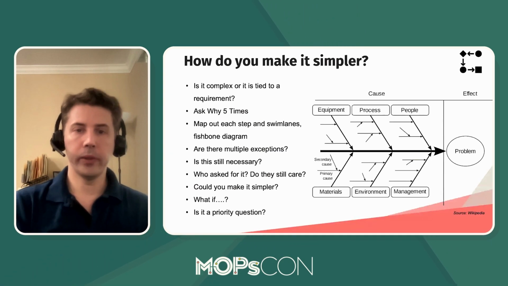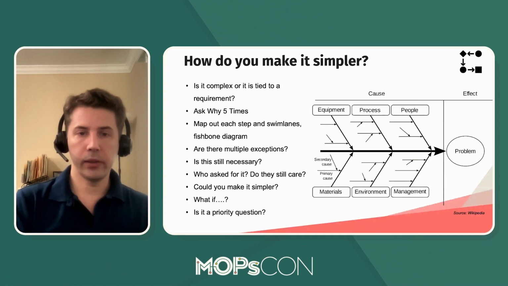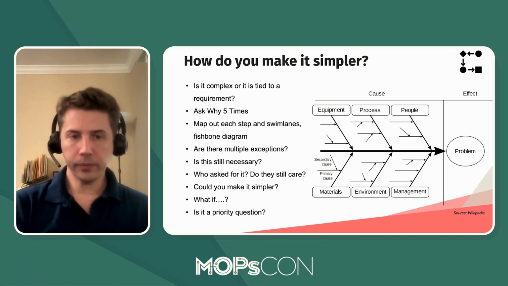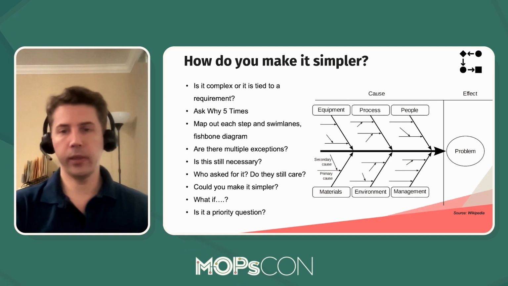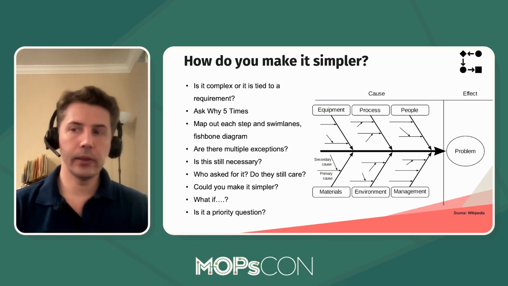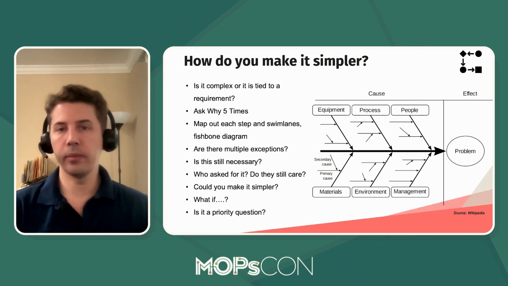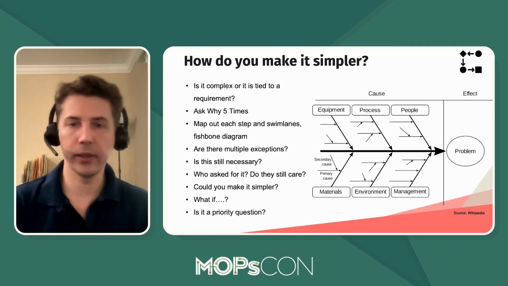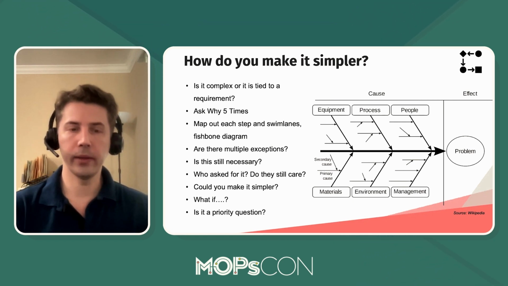So how do you make it simpler? Well, you can use some process tools, fishbone diagrams, ask why 5 times. Ask, why are there exceptions? Why are some teams getting special treatment? Ask, did someone request something 6 years ago that maybe they're not even here anymore? Why are we still doing this? Does anyone actually care about this?